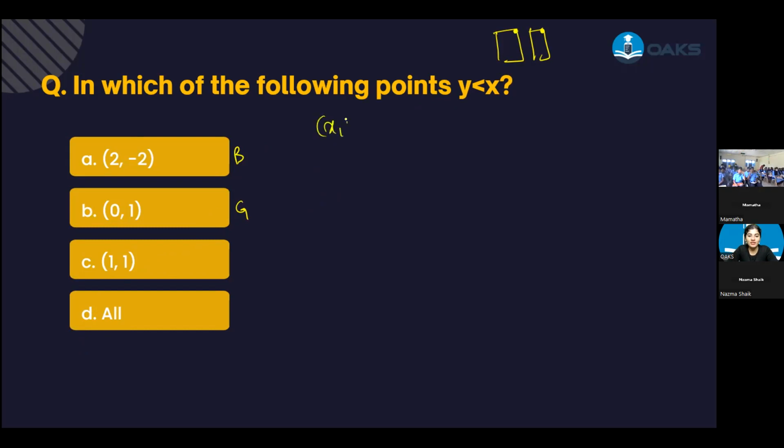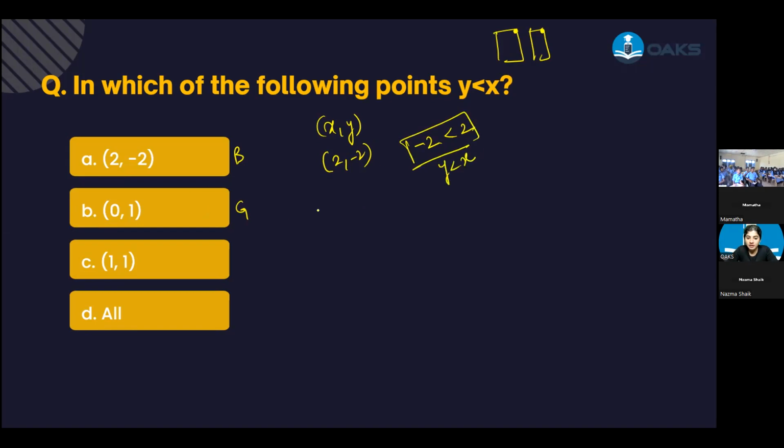We have to check. We have x comma y. Now 2 and minus 2. Which number is less than the other? Minus 2 is a smaller number. Minus 2 is less than 2. Does everybody understand this point? Everyone, girls? Minus 2 is less than 2. So here y is less than x.